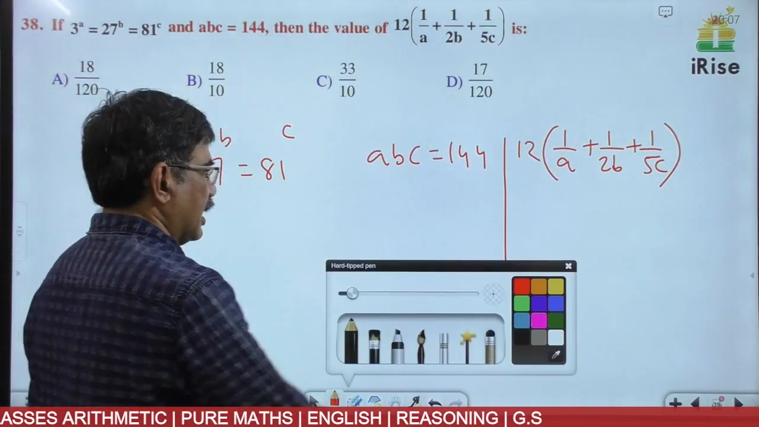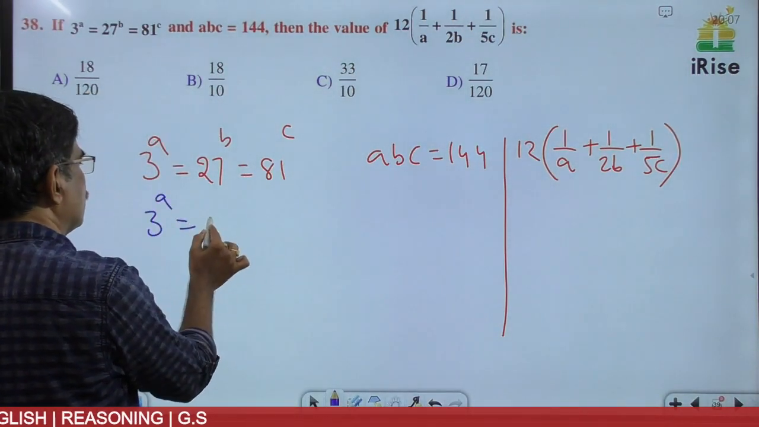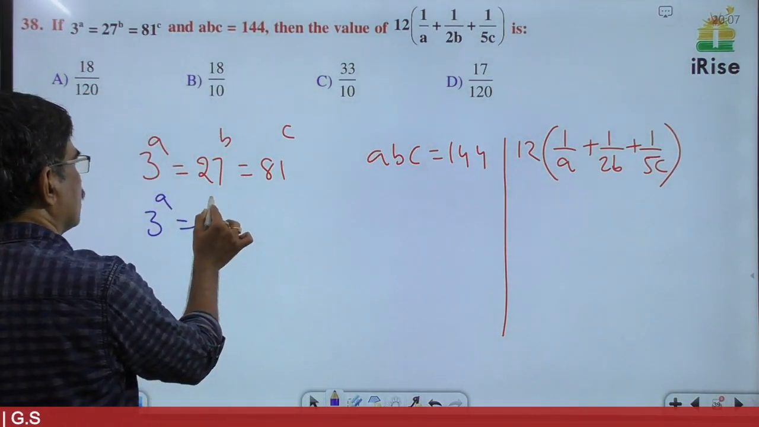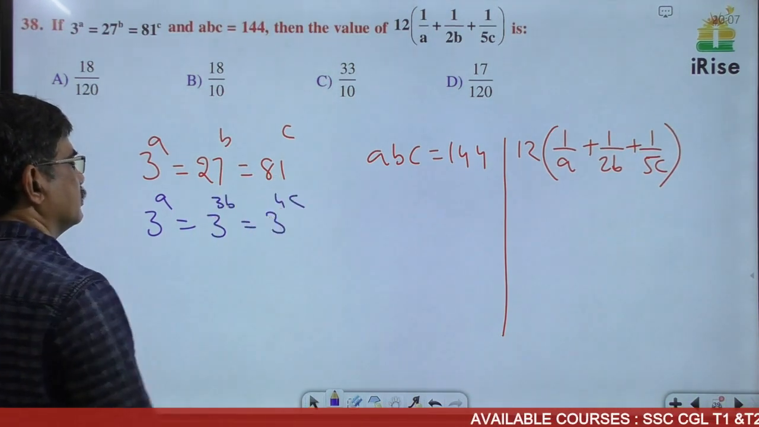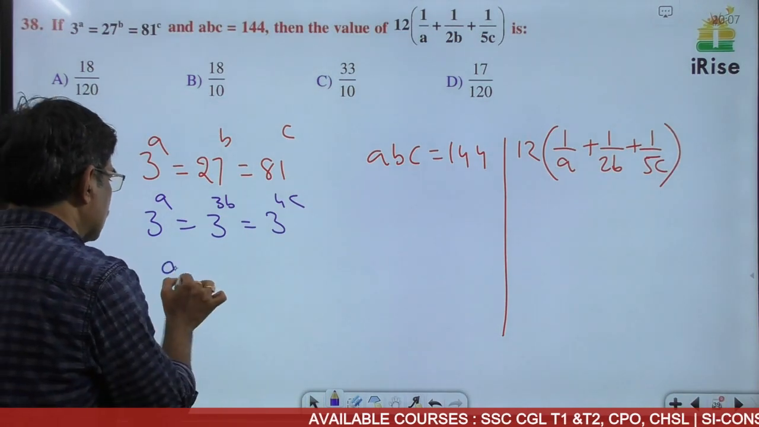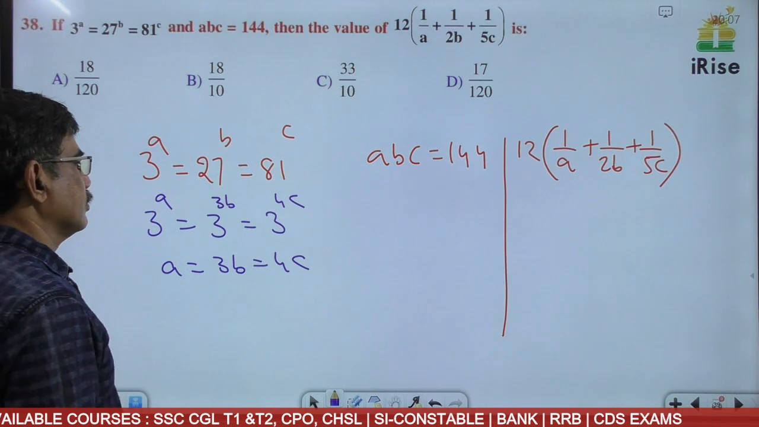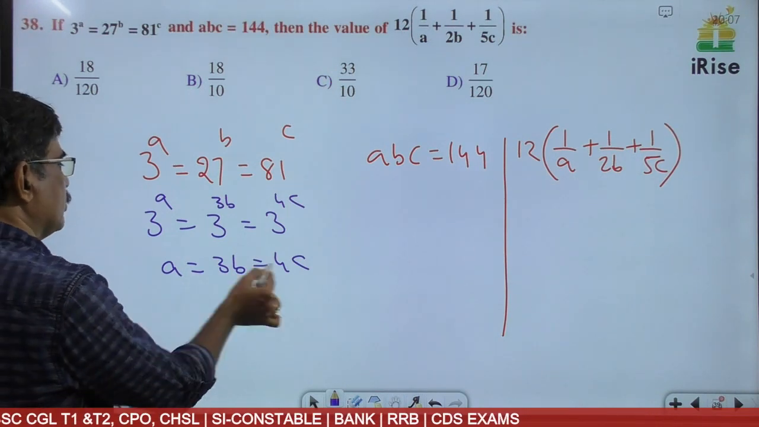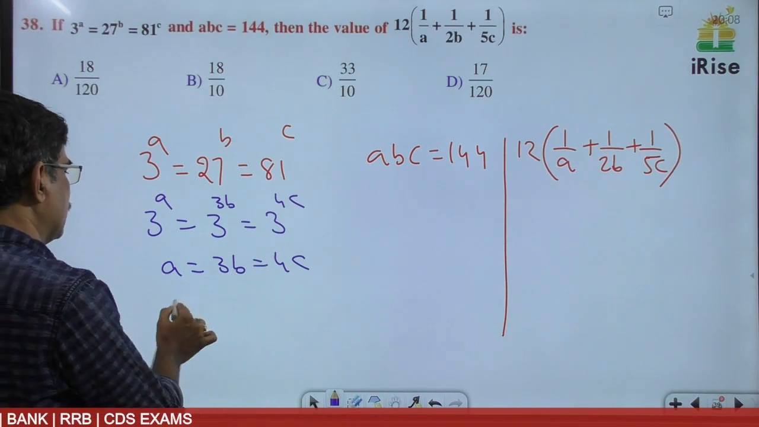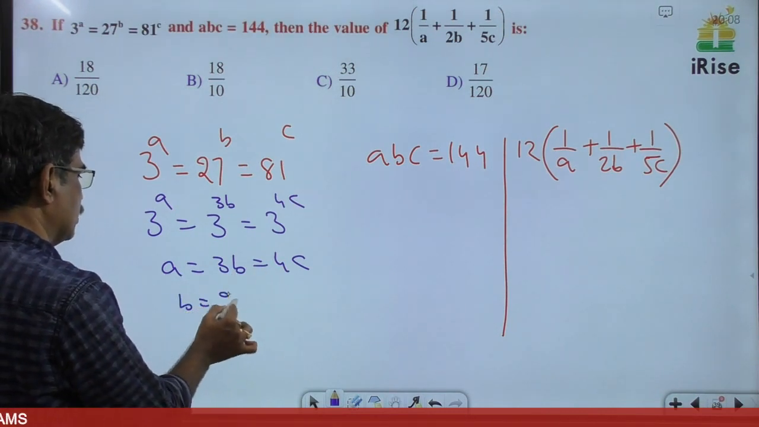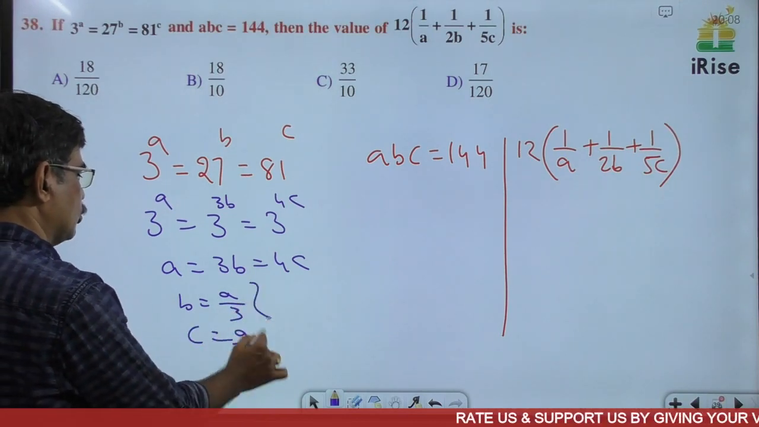I want to write this as 3 power a is equal to 27, which is 3 cube, so 3 power 3b, and this is 3 power 4c. So from this we can say that a is equal to 3b is equal to 4c. So in the place of b put a by 3, and c is also equal to a by 4. Substitute these values here.